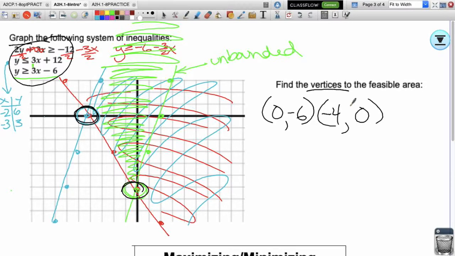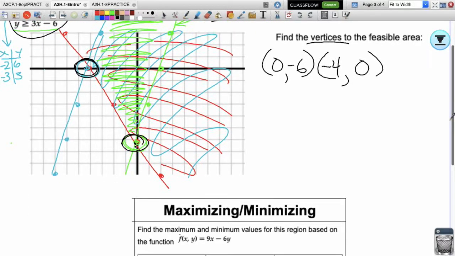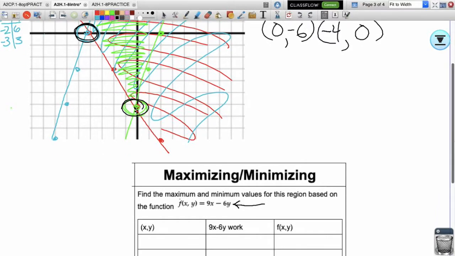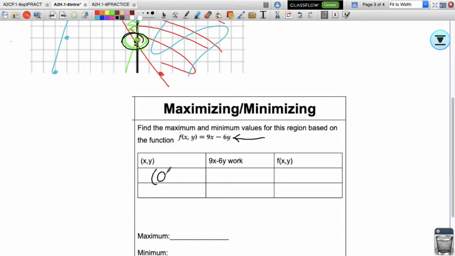So we've done our graph, we found our feasible region, which in this example is unbounded. I found my vertices, or the corners, excuse me, of the unbounded region, and I recorded them. Now we're going to flip our sheet over and we're going to use these two coordinate pairs to maximize or minimize using a special equation. And again, they gave us that equation. We're not writing it right now. We weren't given a word problem. So 0 and negative 6, I'm going to record it here. And negative 4 and up 0 was our other coordinate pair.